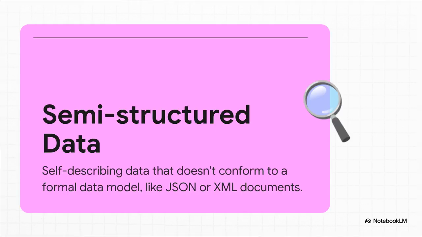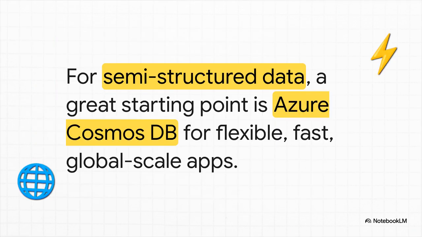Next, we've got semi-structured data, which is kind of the middle ground. Think of a JSON document. It has some organization with keys and values, but it's really flexible. You can add new fields without having to change some rigid predefined schema. It's really the best of both worlds. For this kind of data, Azure Cosmos DB is a fantastic choice. It's a globally distributed, super fast database that's just perfect for modern apps that need to handle flexible formats like JSON with incredible speed and scale.